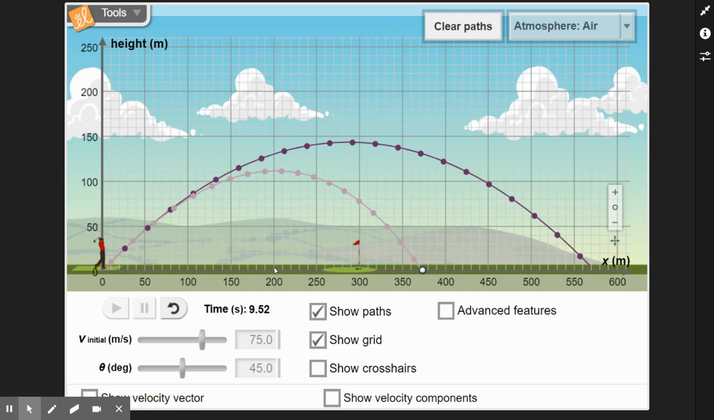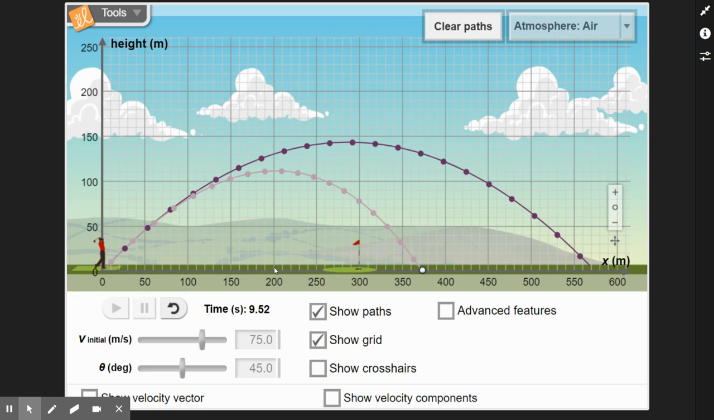And then number 5, it asks you to extend your thinking. The moon has less gravity than Earth, and it has an extremely thin atmosphere. So basically, essentially no atmosphere. How would those factors affect the trajectory of a golf ball on the moon?